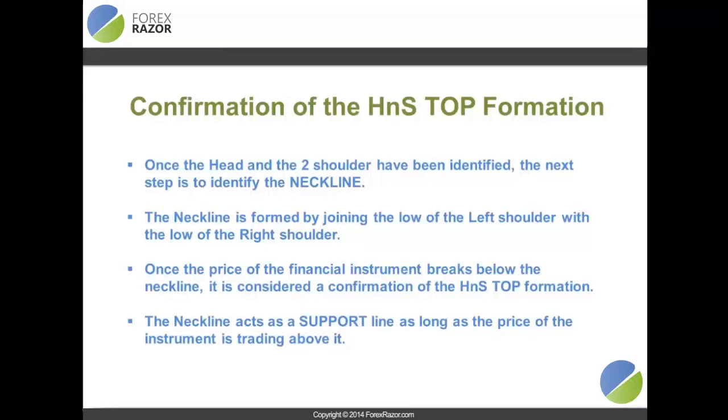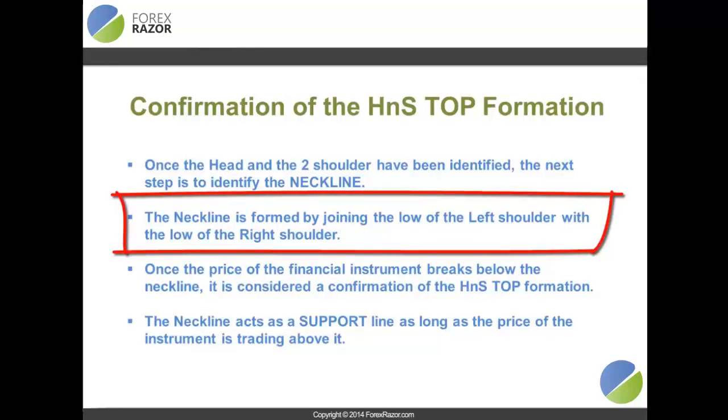Once we have identified the head and shoulder top pattern, we need a confirmation of this formation before entering into a trade. We begin with identifying the neckline of this pattern. Once the head and the two shoulders have been identified, we draw the neckline for the head and shoulder top formation. The neckline is formed by joining the low of the left shoulder with the low of the right shoulder.